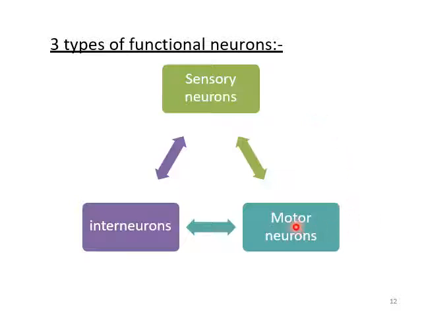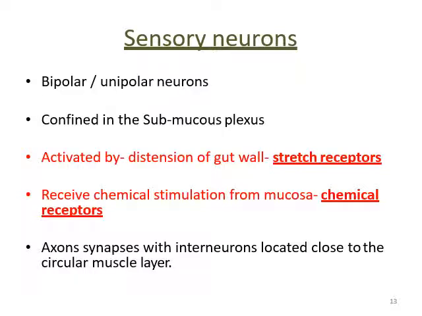Now three types of functional neurons are present like elsewhere. जब भी nervous system की बात आती है, sensory neuron ज़रूर होगा, motor neuron ज़रूर होगा, और एक interneuron होगा. So sensory neurons are usually bipolar or unipolar and mostly confined in the submucous plexus. Now the activation for sensory neurons is stretch, ठीक है? S से याद रखें, और S से submucous याद रखें, और S से stretch याद रखें. So और S से secretion याद रखें.